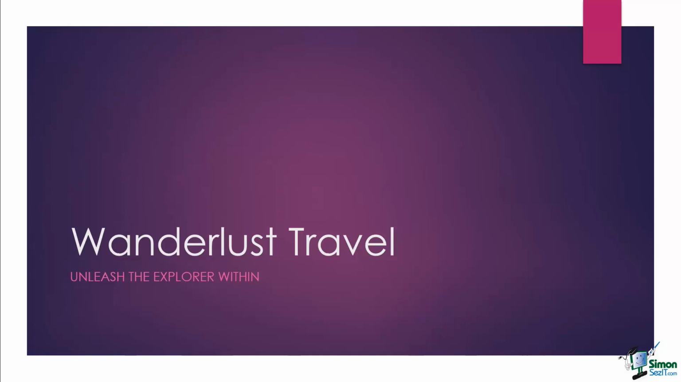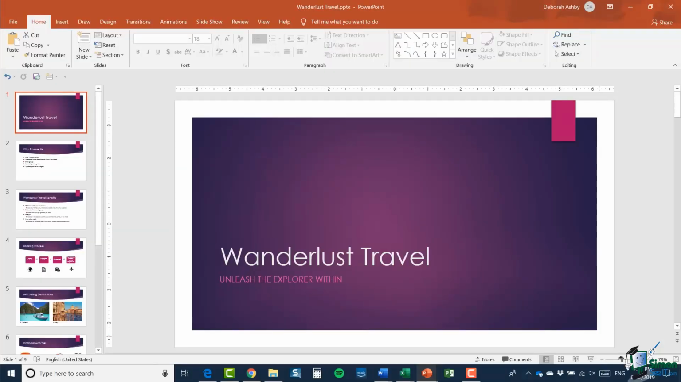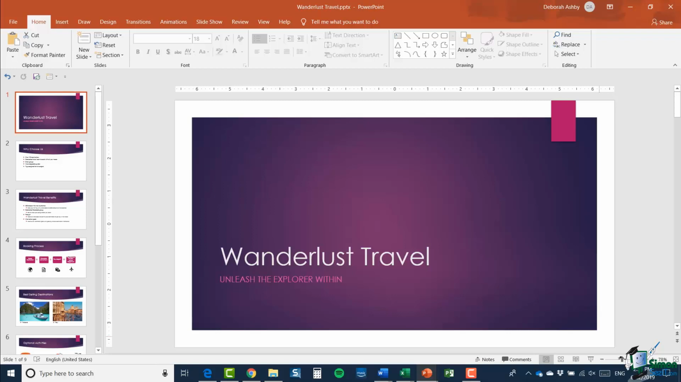If I want to jump out of my presentation, so maybe I finished it or maybe I want to make some edits, I can just press the escape key on my keyboard and that will take me back to normal view. That was using those icons in the bottom right hand corner.